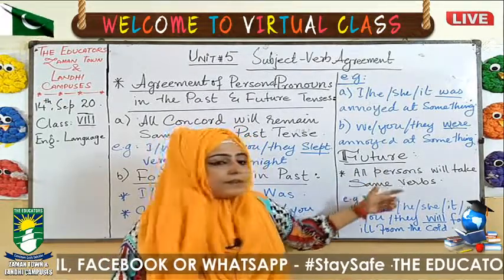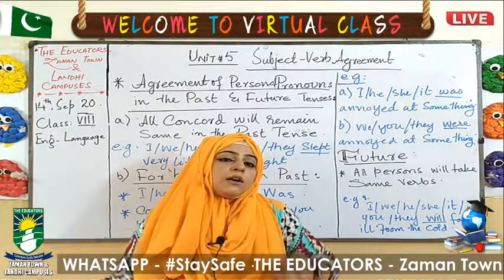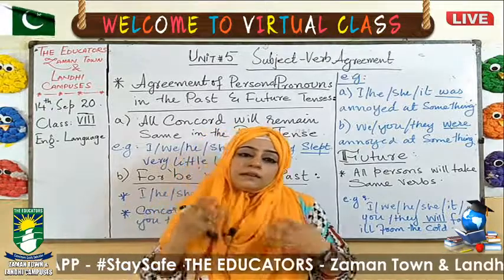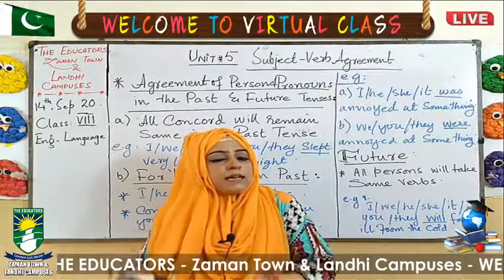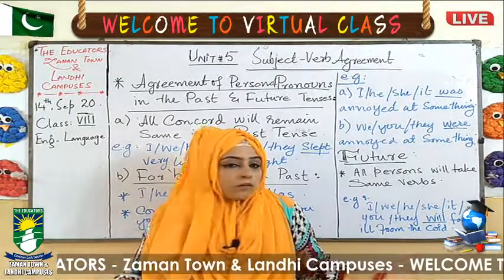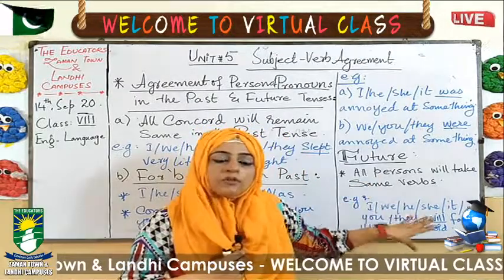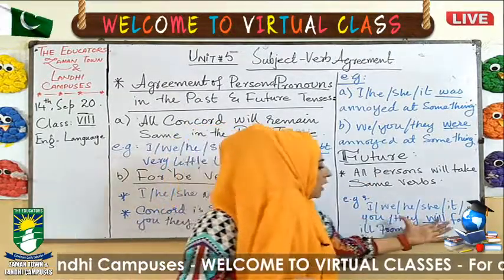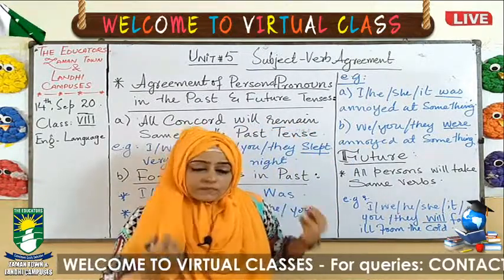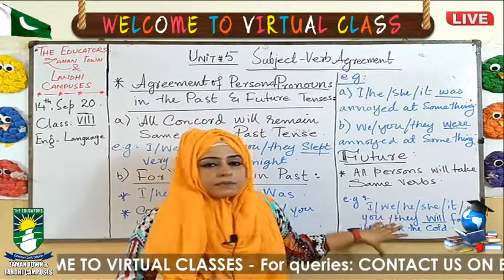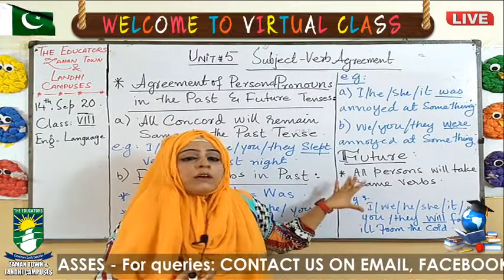Here I have described that all persons will take the same verb. What does it mean? It means that whatever the subject is, either I or we or third person singular she, he, it, any singular noun, or they, whatever the pronoun is, whatever the person is, you only use the be verb will along with all the persons. So this was the rule we have to follow with the future tense.